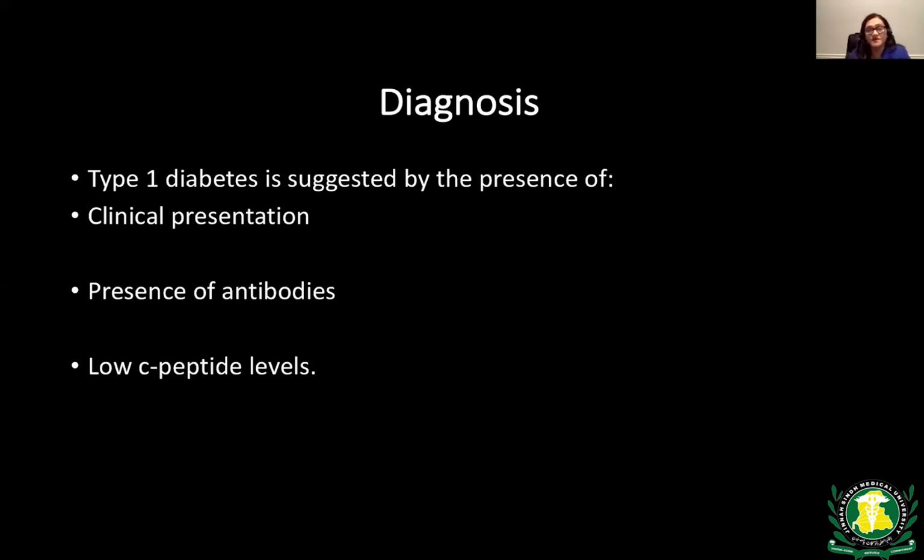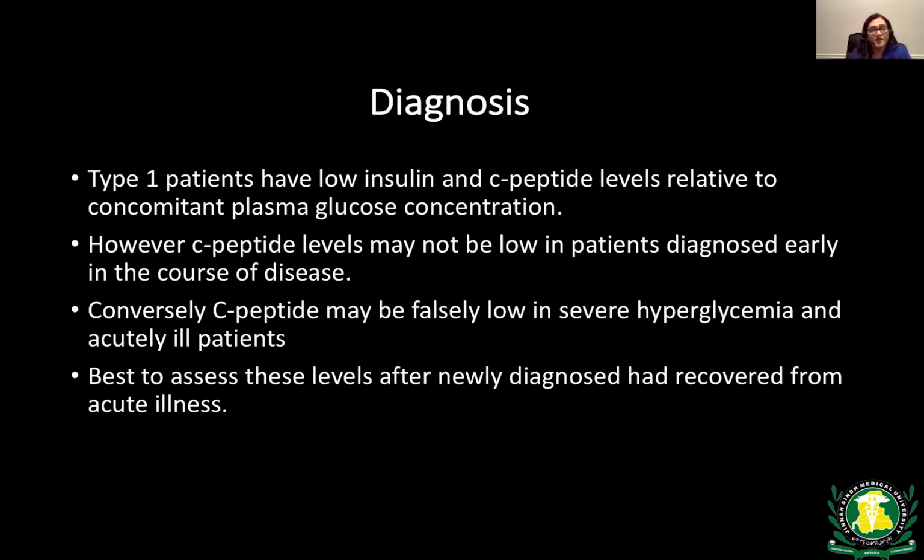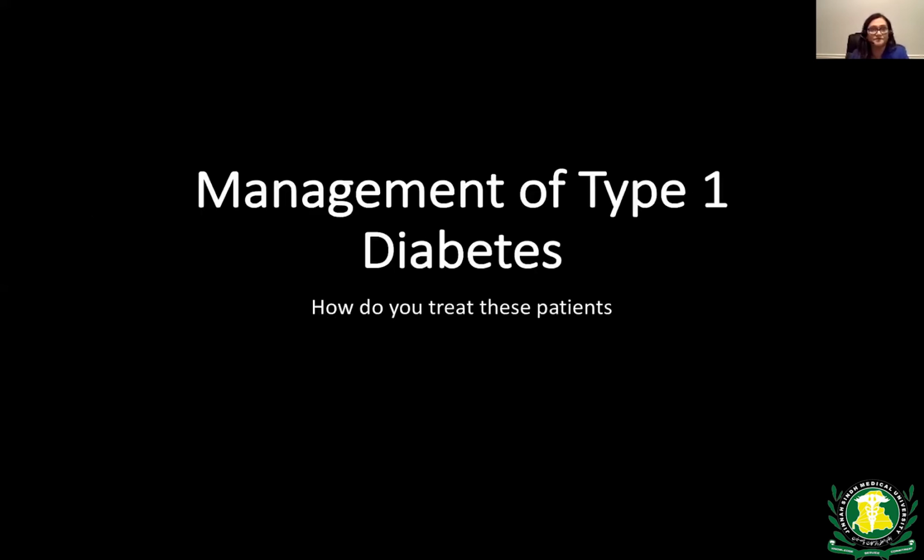GAD antibody is present in 70% of the patients with type 1 diabetes at the time of diagnosis. Type 1 diabetes patients have low insulin and C-peptide levels relative to concomitant plasma glucose concentration. However, the thing you have to remember is the C-peptide levels may not be low in patients diagnosed early in the course of the disease. Conversely, C-peptide may be falsely low in severe hyperglycemia and acutely ill patients. The best time to assess these levels is after the newly diagnosed diabetes has recovered from acute illness.